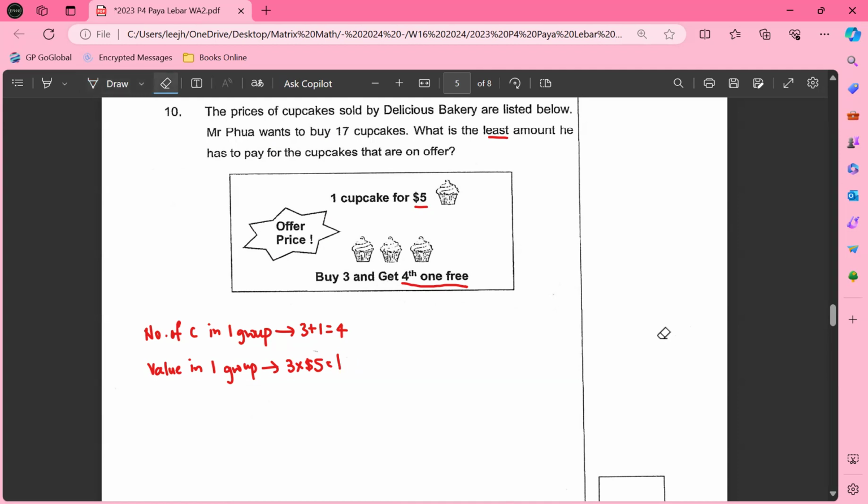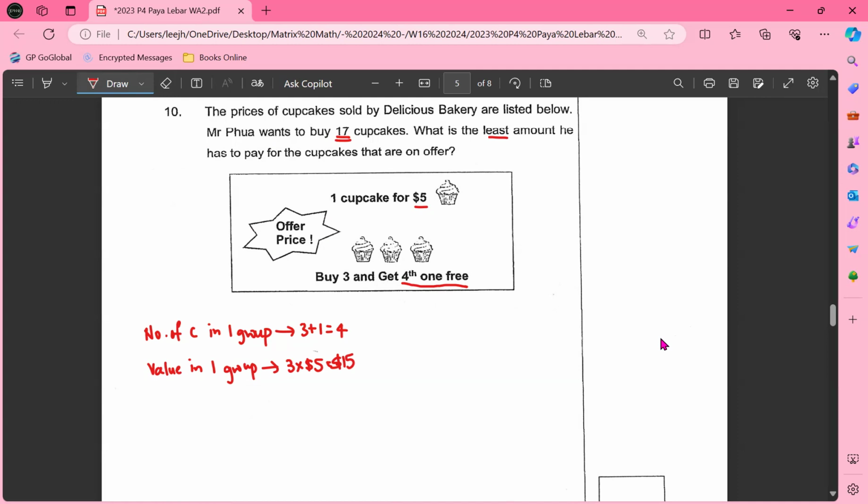Sorry, I write this properly. But in this case, it is not. You will get one more free, meaning you will get four cupcakes for $15. But then Mr. Kwan wants to buy 17. So we're going to look at one grouping. One grouping, we got three cupcakes.